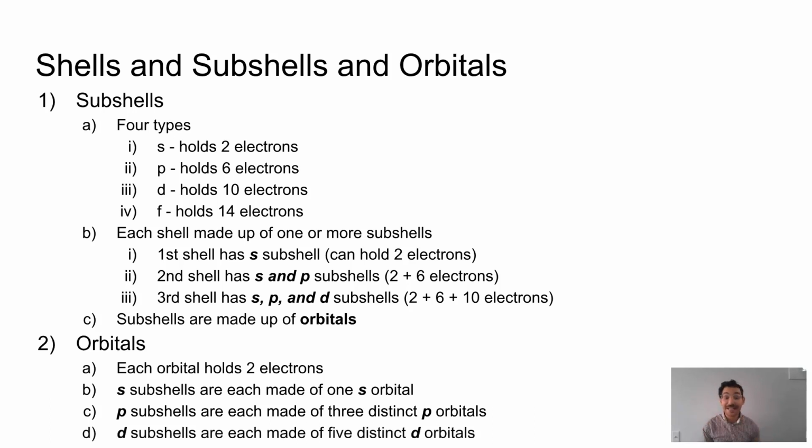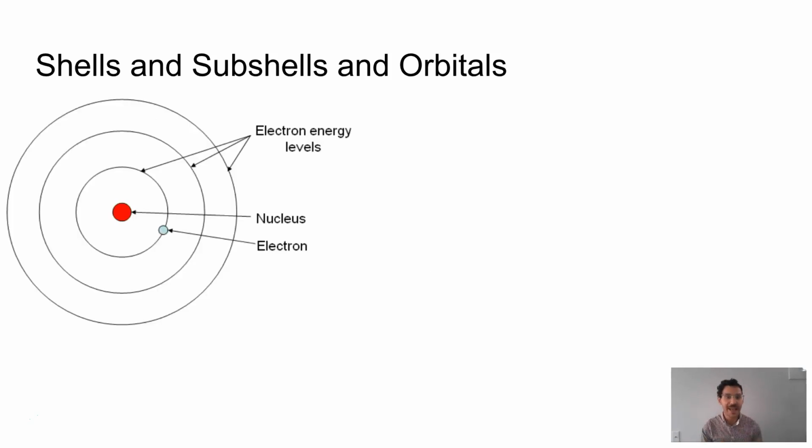If we went on to our D subshells, well, there's 10 electrons in a D subshell, which means there will be 5 orbitals, and they're going to be 5 distinctive looking orbitals. Let's take a gander at one of those.